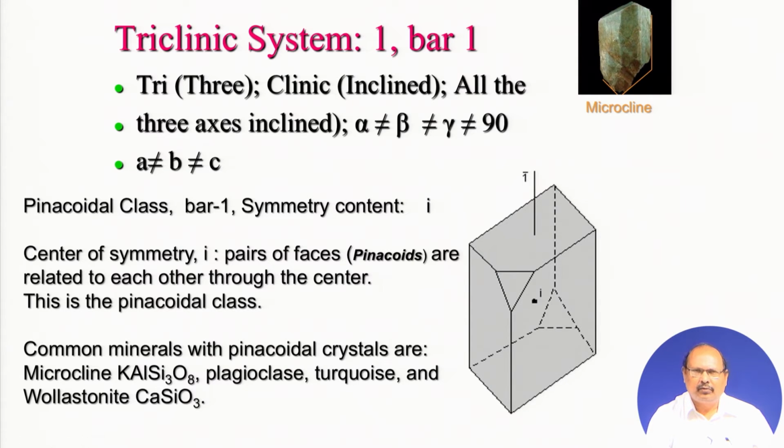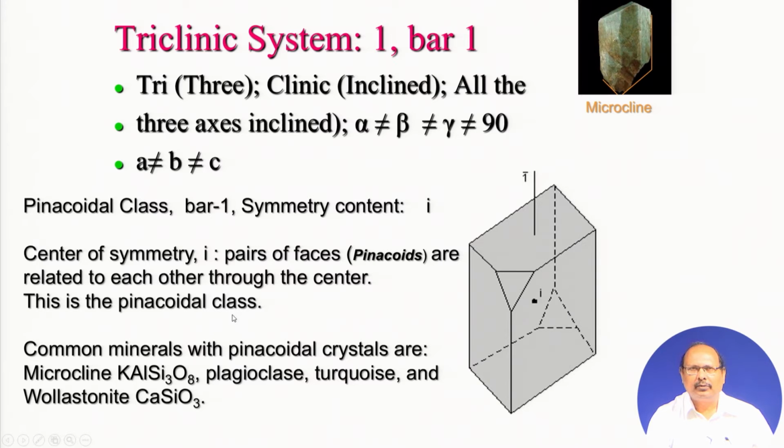What are the minerals which generally show this pinacoidal class, or which come under the triclinic crystal system? One is microcline, which is shown here, and it is also present in plagioclase, turquoise, and also in wollastonite.